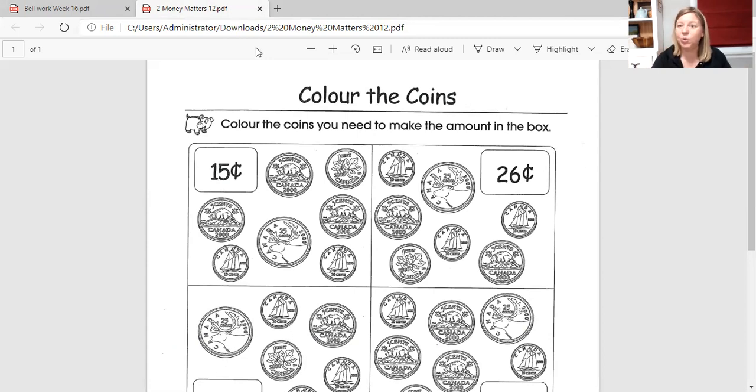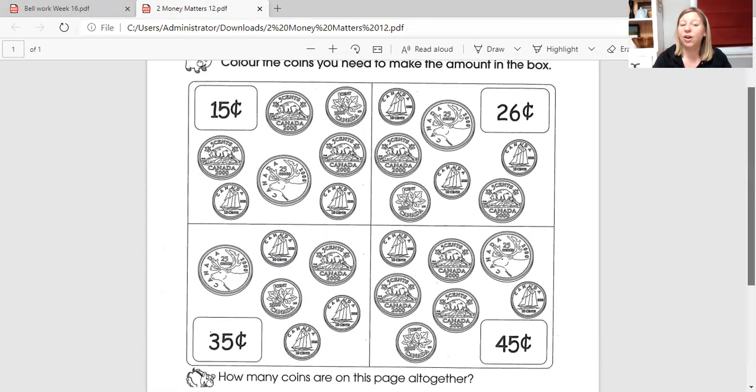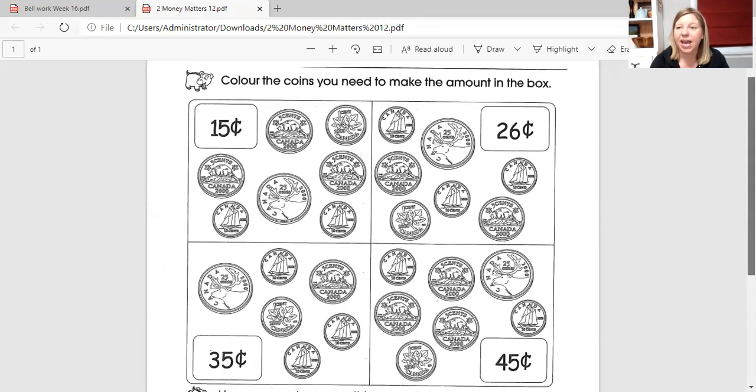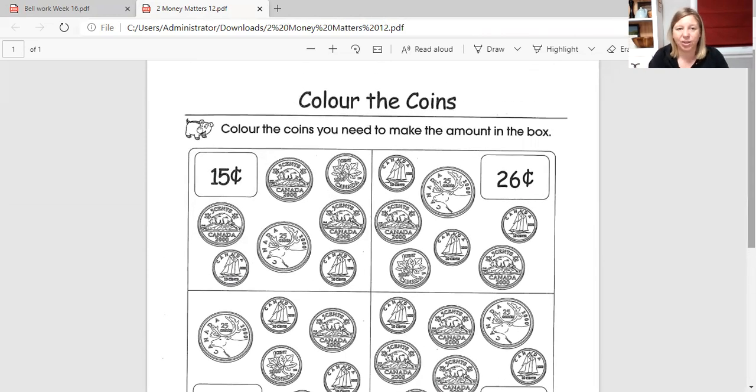Another thing that's worth 26 cents, and something else that's worth 35 cents. And finally, something that's worth 45 cents. And in each of the boxes of the price tag, they have a collection of coins. That's what I see. And now let's read the instructions.